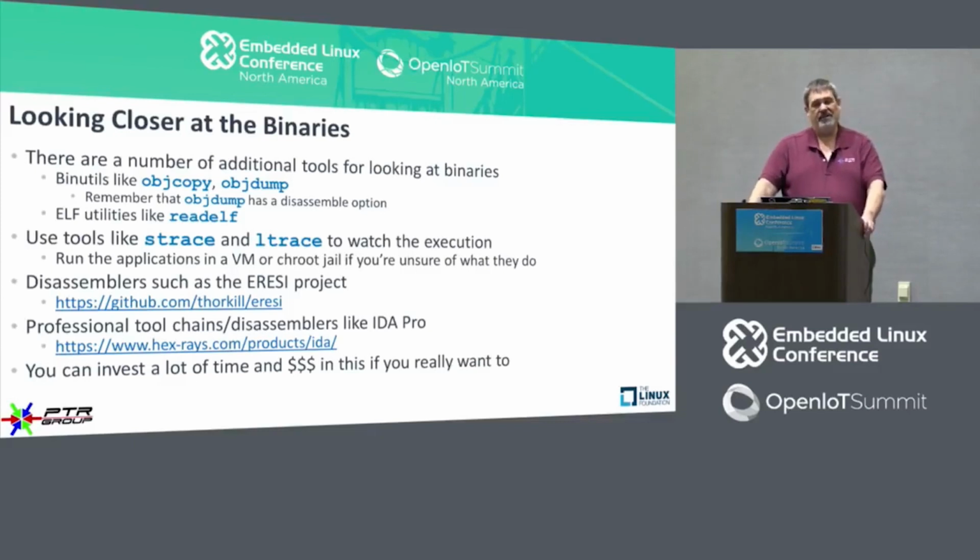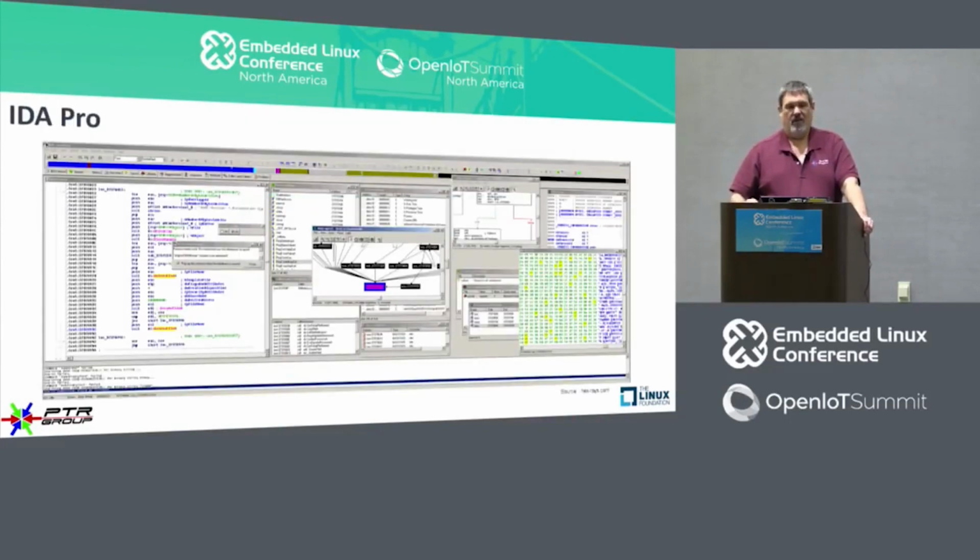There are some disassemblers. There's the Isr project. This one is a fairly nice disassembler, does a great job for x86-64, and it tries to figure out exactly what the jumps are and help you put it back together again. There are also professional tool chains and disassemblers like IDA Pro. Now, IDA Pro is the hardcore reverse engineer's friend. IDA Pro is not cheap. It's like $6,000 or $7,000 for a copy of IDA Pro per CPU architecture. So it's not cheap, but it is awesome.